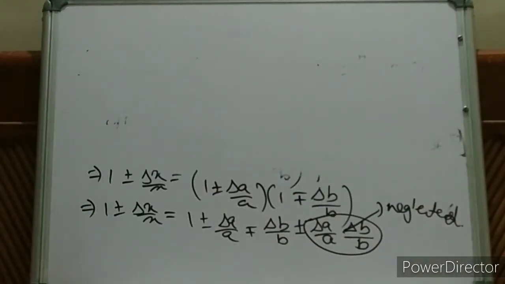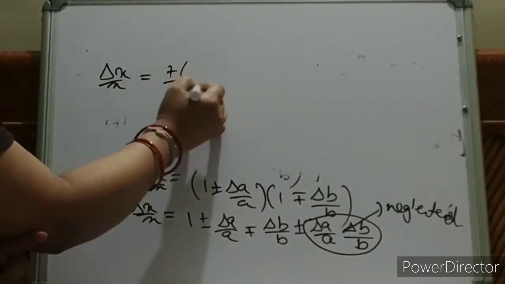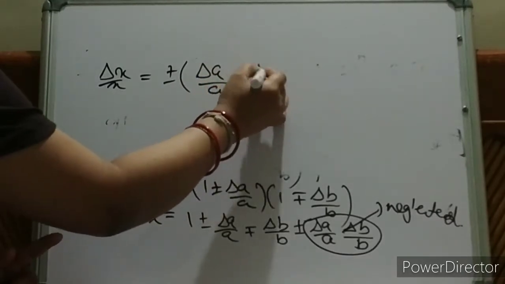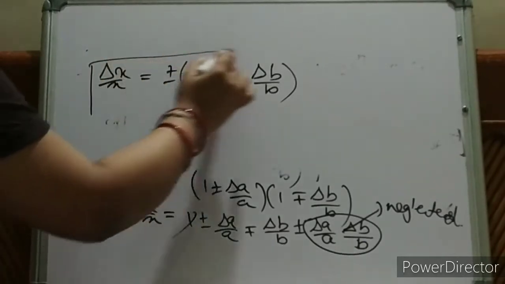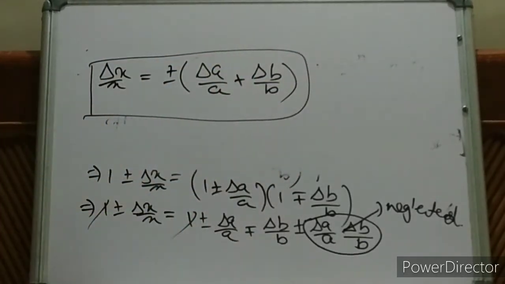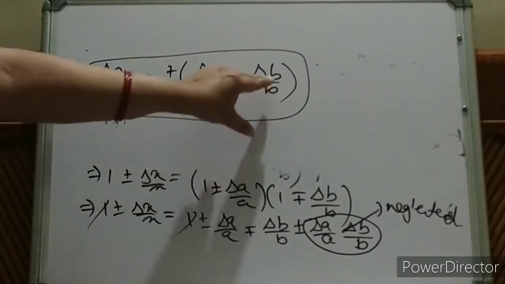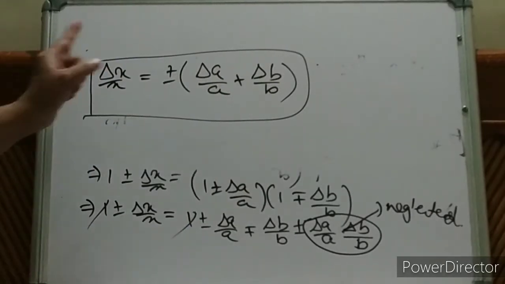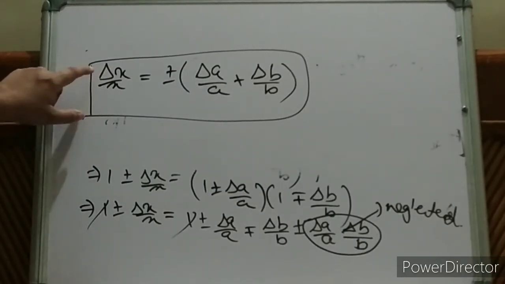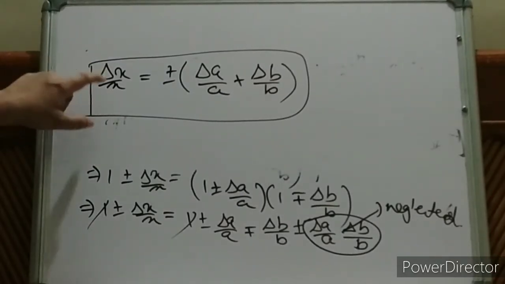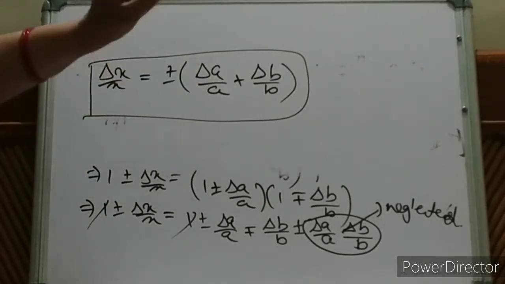So final result will be how much? Delta x by x is equal to plus minus delta a by a plus delta b by b. This 1 and 1 also get cancelled, children. Okay, this 1 and 1 also get cancelled. And this is neglected. So delta x by x is equal to delta a by a plus delta b by b. So again the rule is, in case of division also, the fractional error or the relative error will be sum of the fractional or relative error of each quantities.